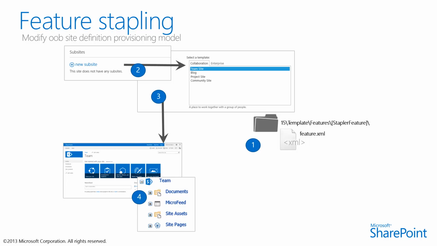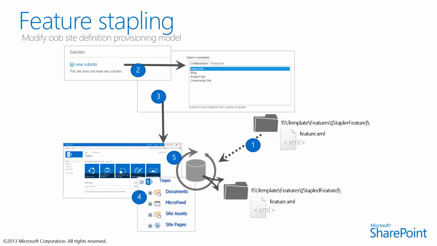we will provision the out-of-the-box team site, but as part of that provisioning, we will also check from the database if there are any stapled features, web scoped or site collection scoped, and those would then be activated. Whatever those features are doing, deploying master pages, configuring properties within an SPWeb or at a site level, those would then be applied by that stapled feature. The feature stapling happens as part of the site definition provisioning.